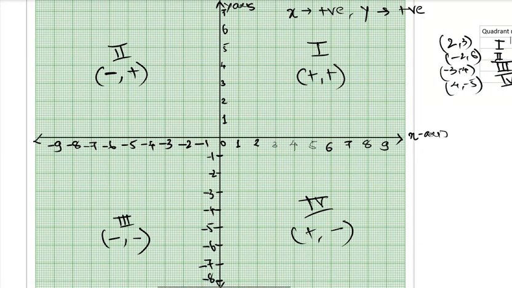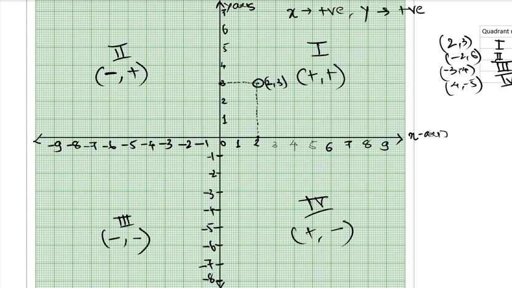First is 2 comma 3. So where is 2? Over here. Where is 3? Over here, right? Plus 2 is here, plus 3 is here. Now if I make a perpendicular line from plus 2, and if I draw a horizontal perpendicular line from plus 3, they will meet at this point. So this is nothing but 2 comma 3. This is how you plot a point. So I plotted a point in the first quadrant. Correct. 2 comma 3 lies in the first quadrant.